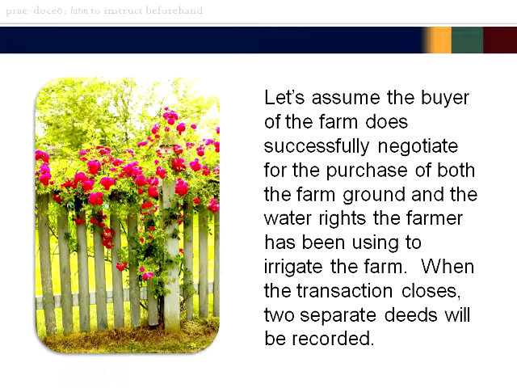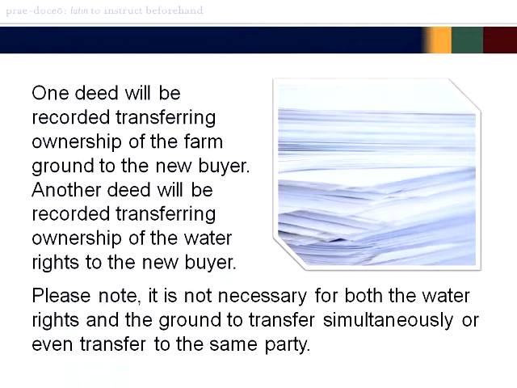Let's assume the buyer of the farm does successfully negotiate the purchase of both the farm ground and the water rights the farmer has been using to irrigate the farm. When the transaction closes, two separate deeds will be recorded. One deed will be recorded transferring ownership of the farm ground to the new buyer. The other deed will be recorded transferring ownership of the water rights to the new buyer.